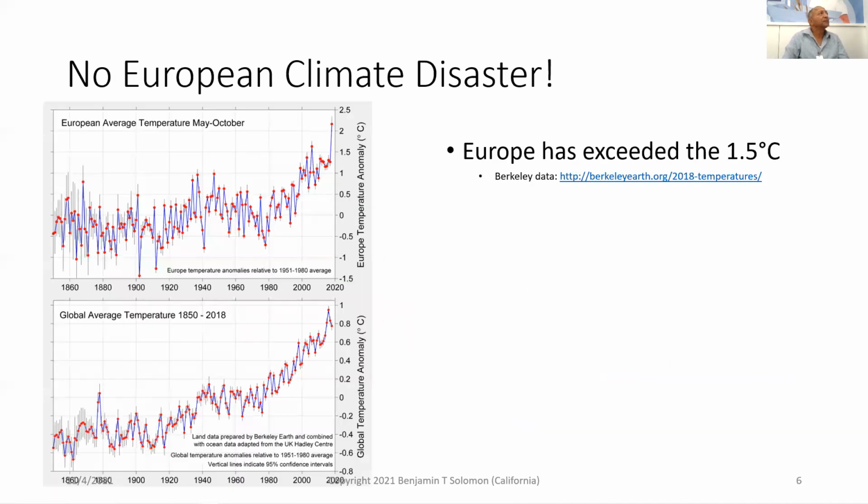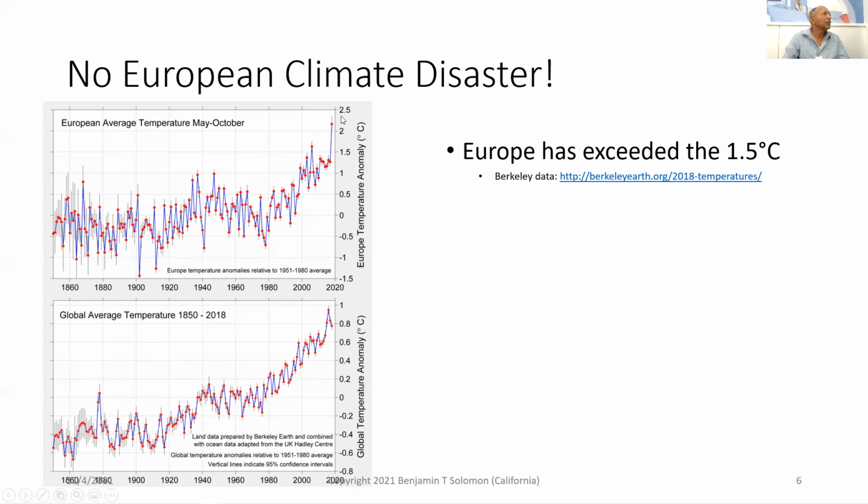But there's a big but. The climate claimers, let's call them climate claimers, say that when the temperature anomaly goes beyond 1.5 degrees centigrade, which is about 2 degrees Fahrenheit, there will be a climate disaster.